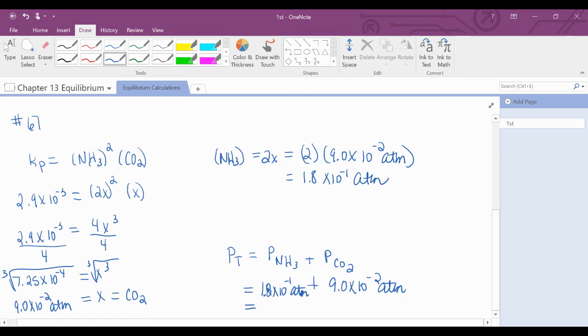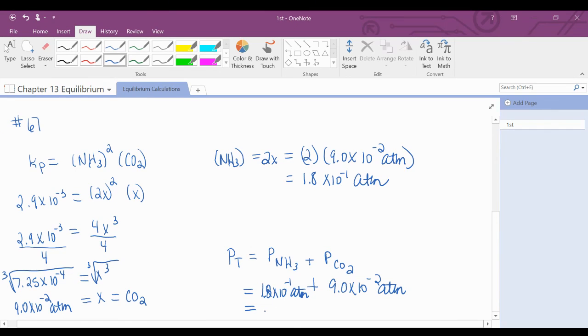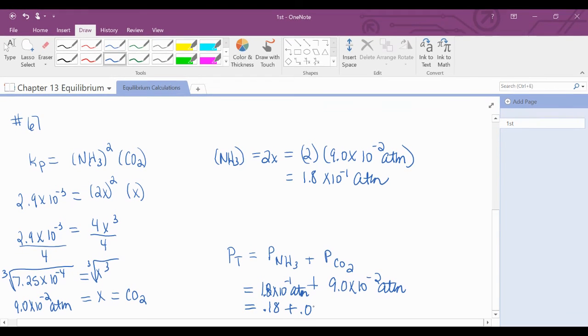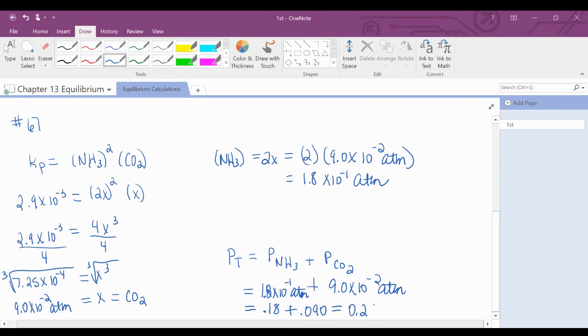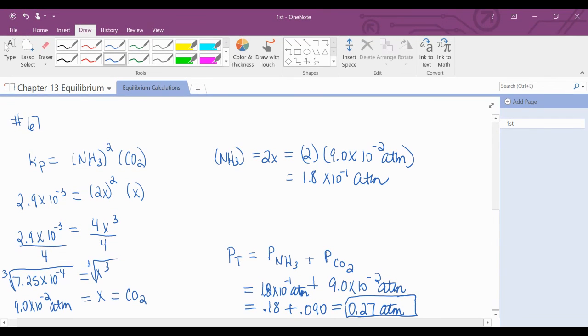And so we add these together. If you don't like scientific notation, we could write it in normal notation. We can clearly see we're only going to have 2 decimal places in our answer, and we get 0.27 atmospheres. So we've looked at 2 problems, one in which we're solving for K, and the other where we're looking for a variable within K.